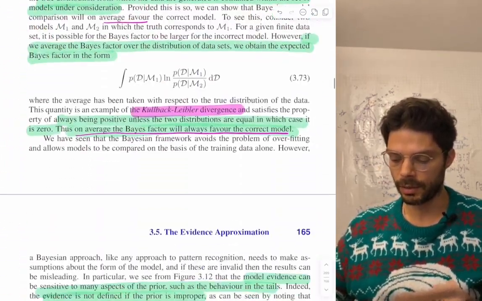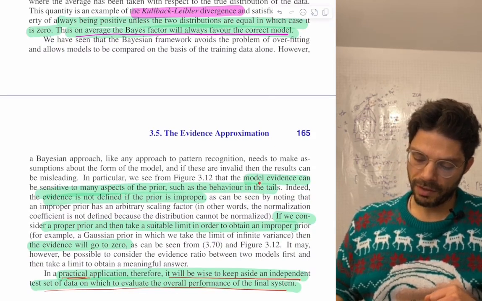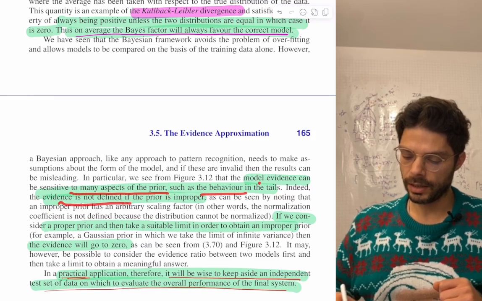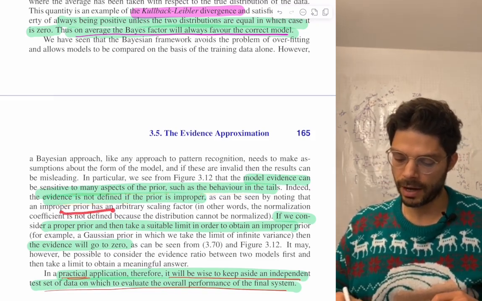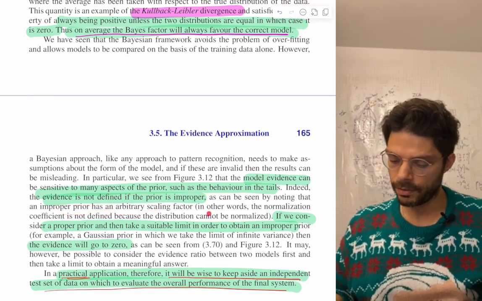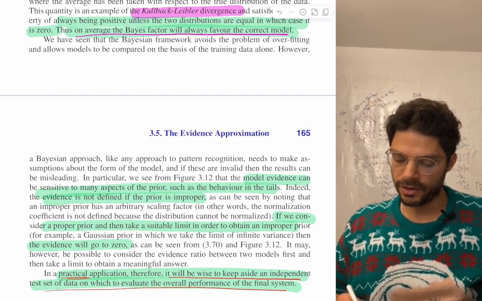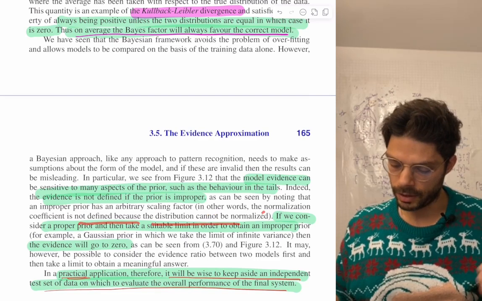So that's kind of what he's going to be touching on now. We see that the model evidence can be sensitive to many aspects of the prior, such as the behavior in the tails. Indeed, the evidence is not defined if the prior is improper, as can be seen by noting that an improper prior has an arbitrary scaling factor. In other words, the normalization coefficient is not defined because the distribution cannot be normalized.